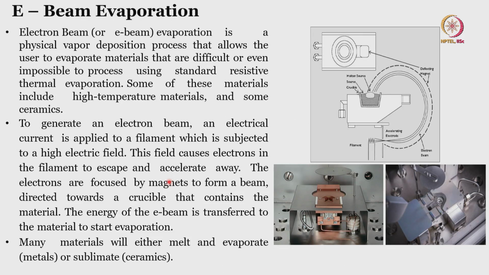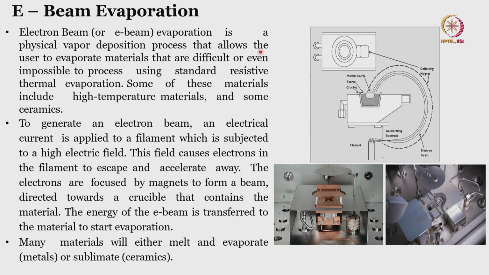Again there is a photograph of this E-beam evaporation. There is a schematic here, and you can see there is a crucible, then there is a source and a molten source. The source is molten because there is a filament here, and the filament will generate electrons which will pass through the accelerator electrode. The beam will bend because of the deflecting magnet, and you can make those electrons incident on a given surface.